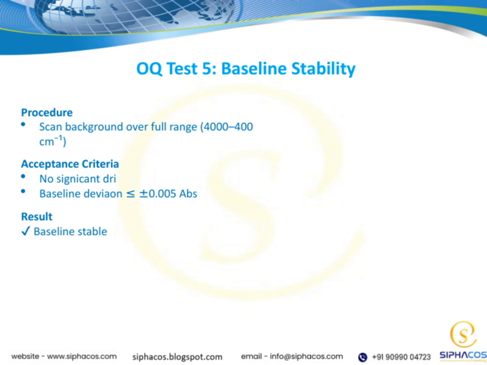Additionally, the baseline deviation should be within plus or minus 0.005 abs, which indicates high stability and precision in our measurement. The result for this test was that the baseline was stable. That's a good sign, because a stable baseline means our instrument is functioning properly and our data will be reliable. Overall, this test is crucial because it confirms that our background measurements are consistent, ensuring the quality of the spectral data we rely on for analysis.